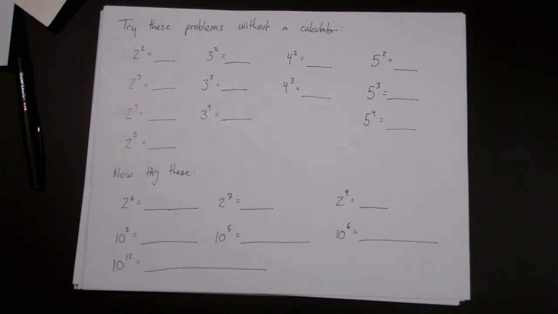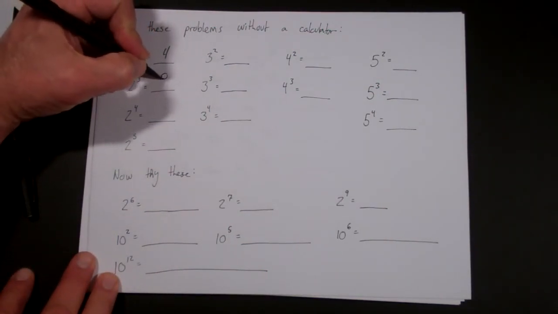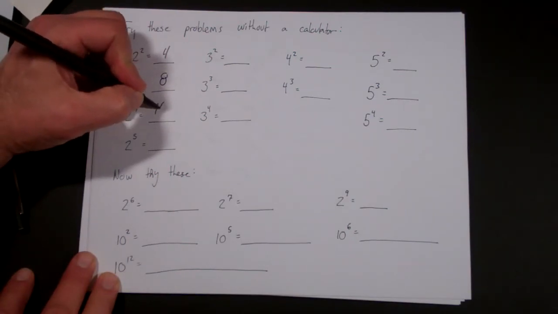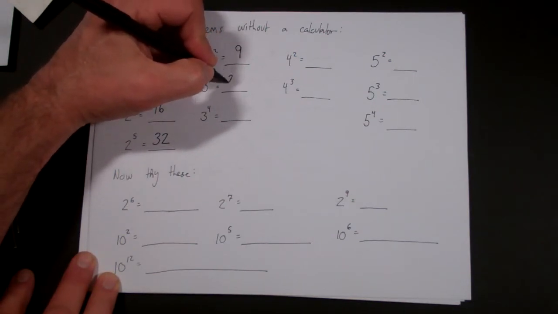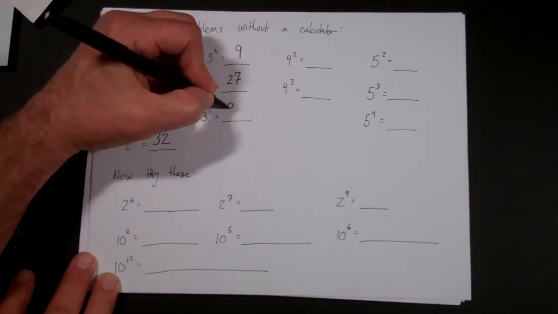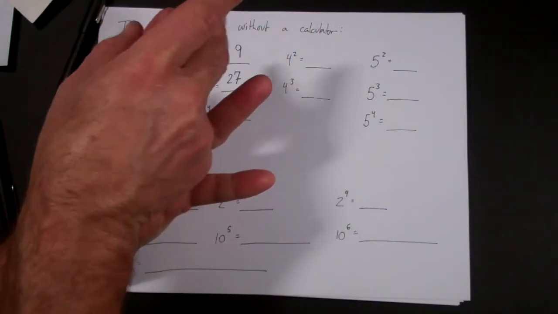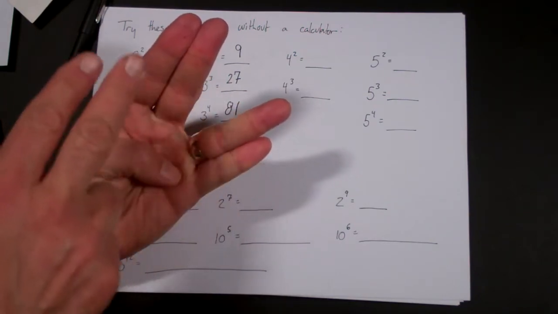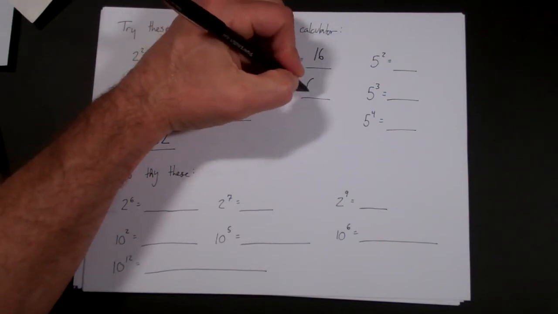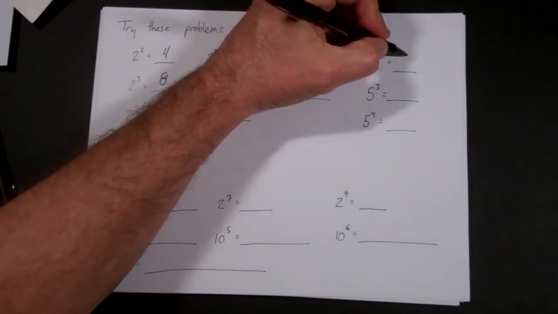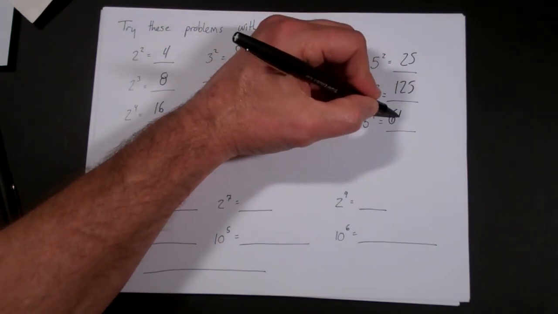Now let's look at the answers and see if you got these right. Well, 2 squared is 4, 2 to the third is 8, 2 to the fourth is 16, and 2 to the fifth is 32. 3 squared is 9, 3 to the third is 27, 3 to the fourth is 81. If you think of that, you can do that with your fingers. 3 times 3 times 3 times 3. 3 times 3 is 9, and 3 times 3 is 9, and 9 times 9 is 81. 4 squared is 16, 4 to the third is 64. 5 squared is 25, 5 to the third is 125, 5 to the fourth is 625.